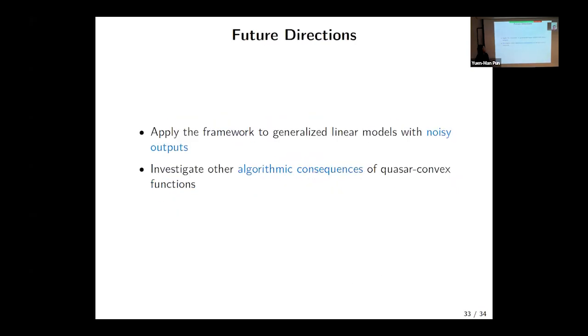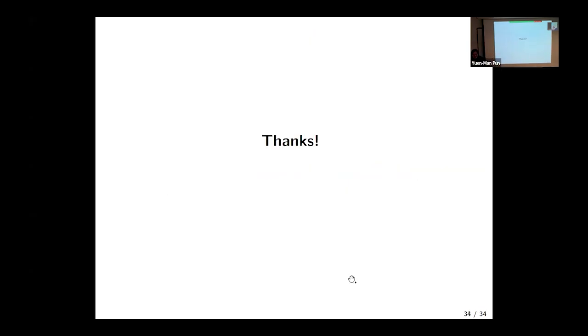Some future directions. When applying to the generalized linear model, we have to assume it is noiseless. So it would be interesting to study, with noisy output, do we have similar results? Or investigate some other algorithmic consequences of quasar-convex functions. So this is the end.